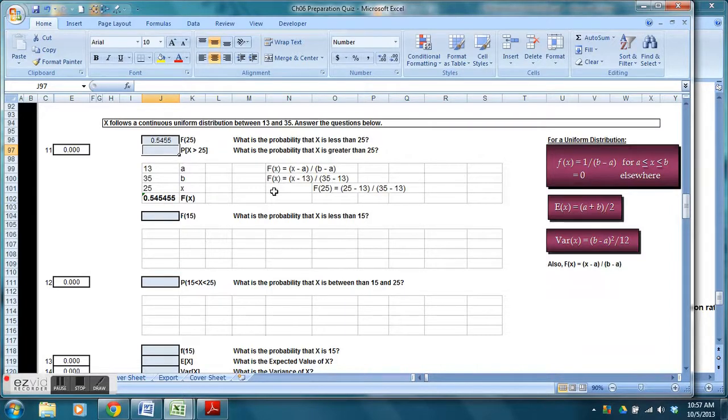And let's set this guy equal to that. So the probability that x is greater than 25. Well, we know the probability that x is less than 25. The probability that it's going to be greater than 25 is the rest of the probability. So we can say that this is going to be equal to 1 minus 0.5454.